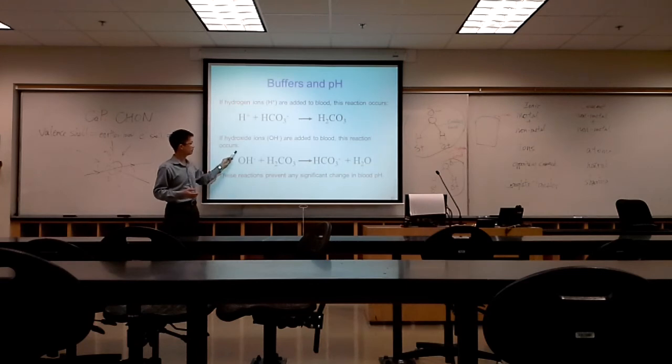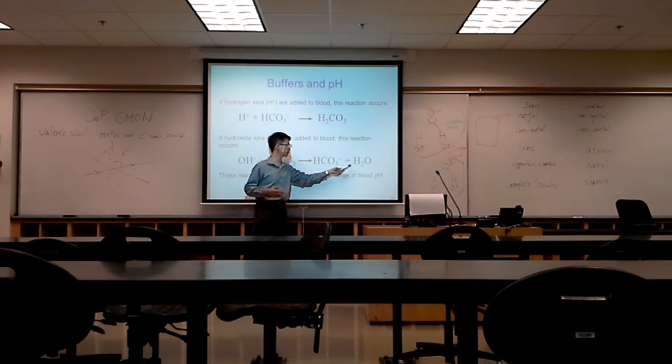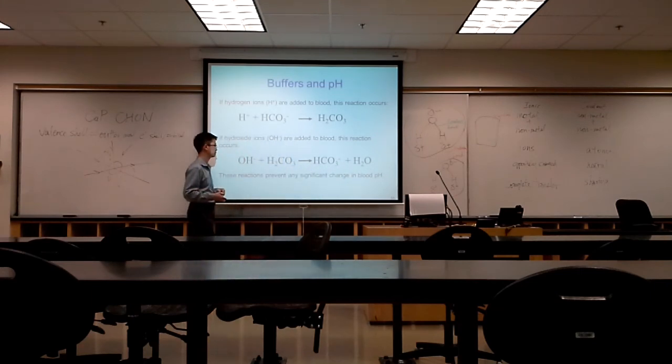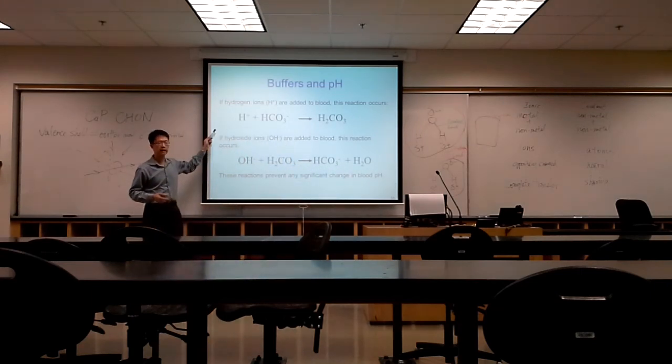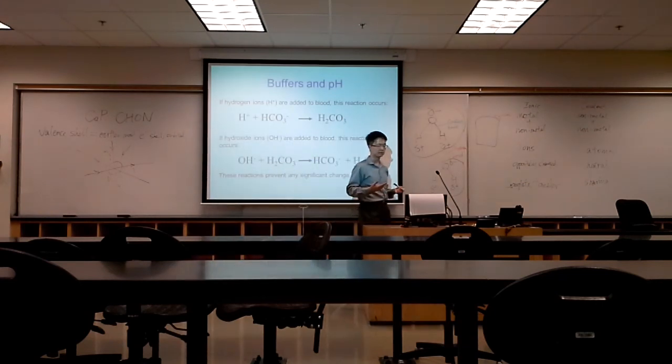On the other hand, if our blood is becoming a little bit more basic, that means we have a lot more hydroxide ion in our blood, then the carbonic acid can neutralize it to form water molecules and also the bicarbonate ion. Because of these two reactions, it helps to keep our blood at a relatively stable pH.